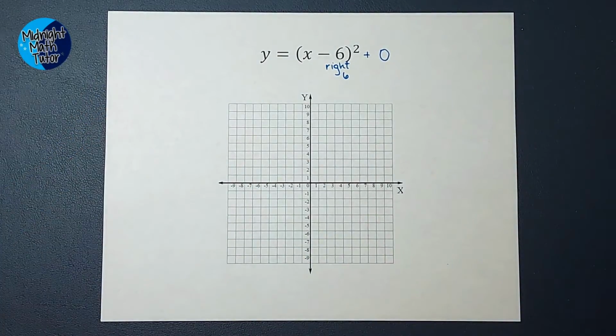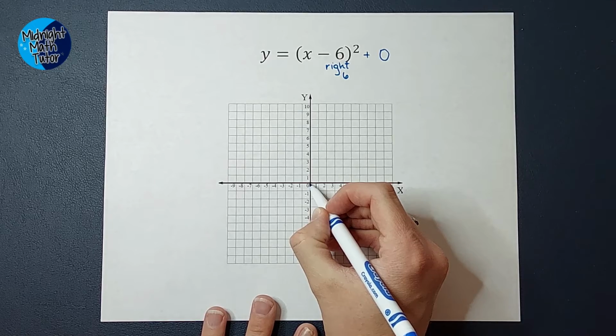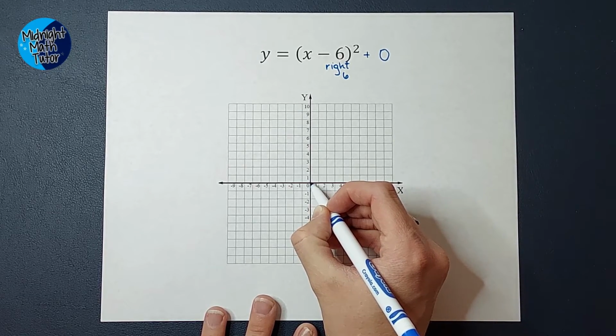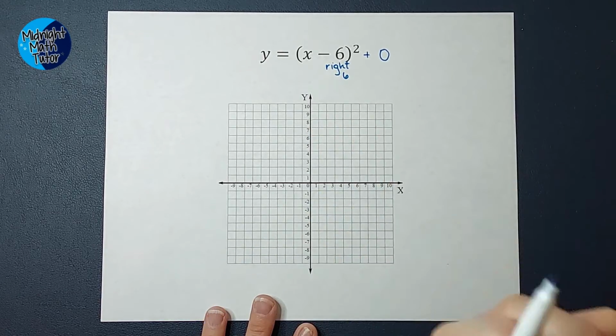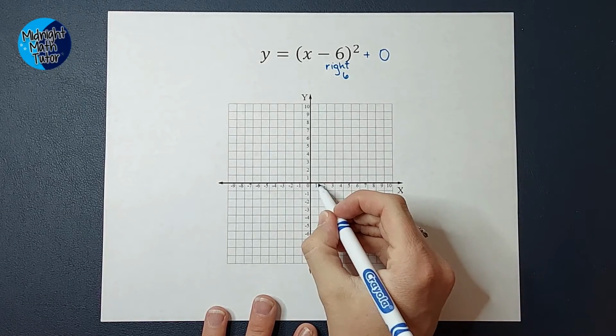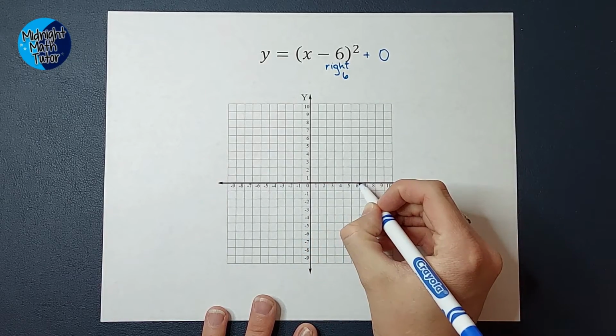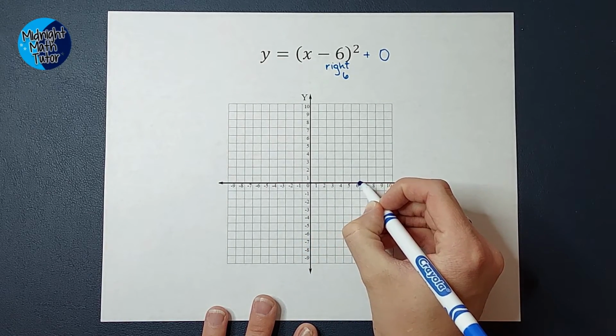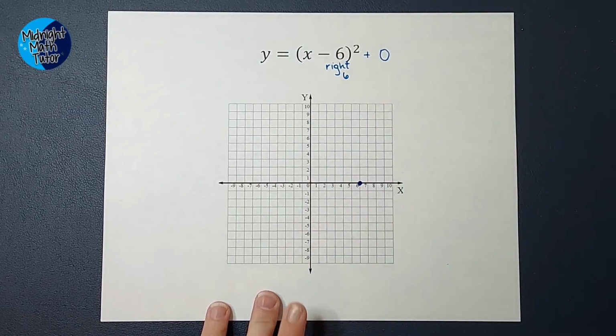So if I start here, my parent graph starts at 0, 0, but this one is shifted to the right 6, the vertex. So I'm going to go 1, 2, 3, 4, 5, 6. That is my new vertex. I'm not going up or down at all.